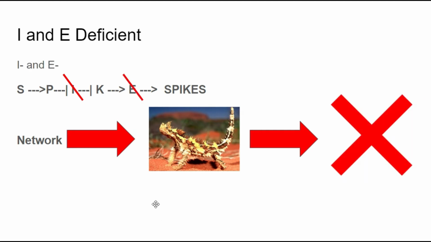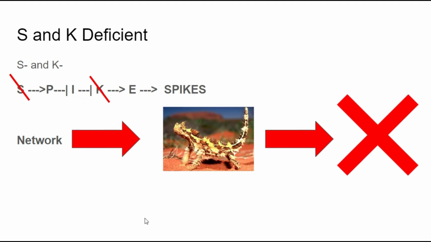In this example, if our thorny dragon is I and E deficient in the genes, this would be problematic, although having I deficient would be good because E is further downstream and E is the direct cause for spike growth on the skin cells. The thorny dragon would not be able to produce spikes.